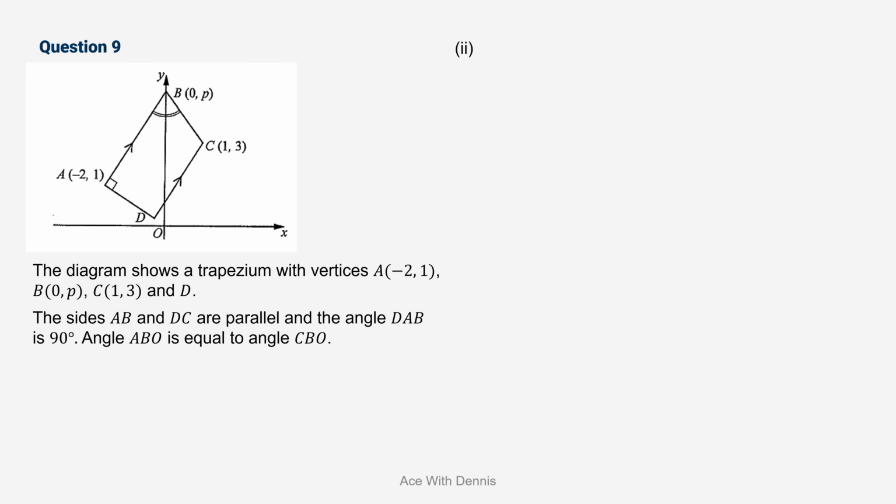Part 2. Find the coordinates of the point D, 6 marks. From the diagram, we can see that point D is the intersection point of line AD and line CD. So what we need to do is we need to find the equation of line AD and the equation of line CD. Then we solve simultaneous equation to get the coordinates of point D.